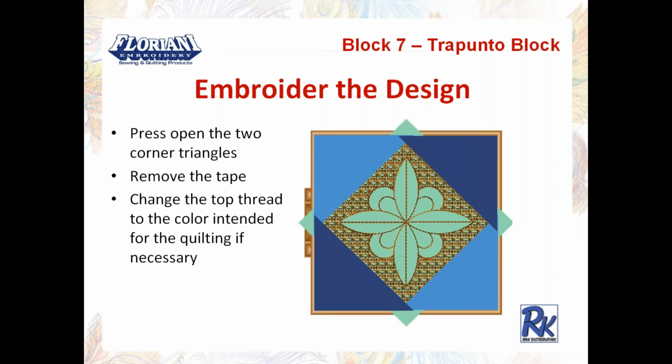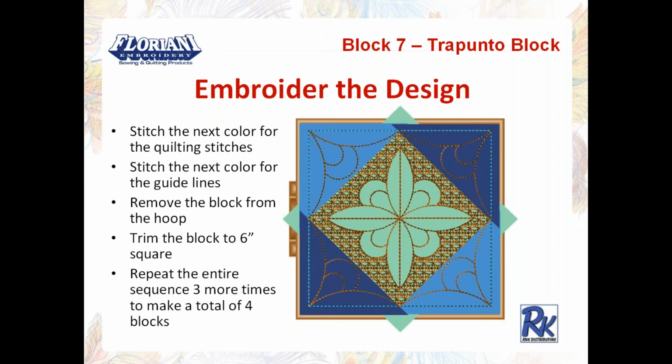Now you want to make sure you remove any remaining tape, and it's probably going to be hidden under all the fabric, so make sure you take it off. Change the top thread to the color that you intend for the quilting stitches if you want it to be a different color. And then go ahead and stitch out the next color for the quilting stitches. So that's going to be in our corners there.